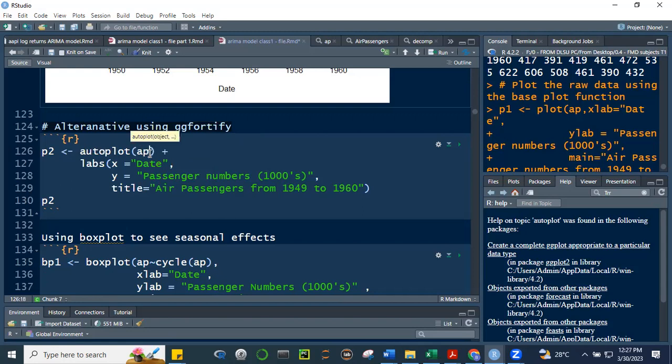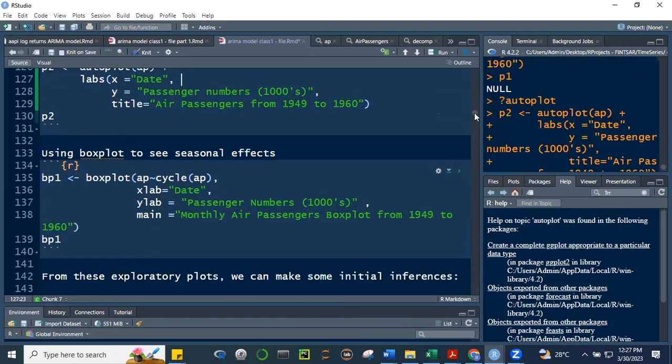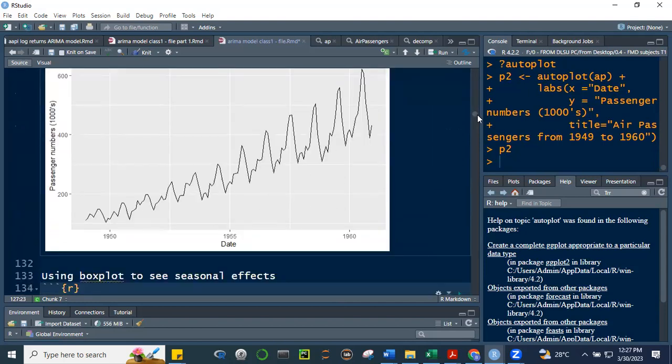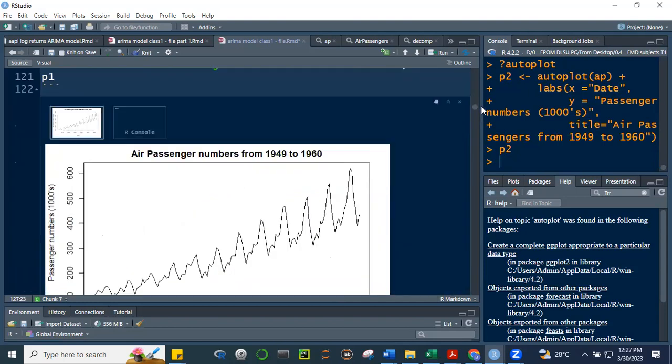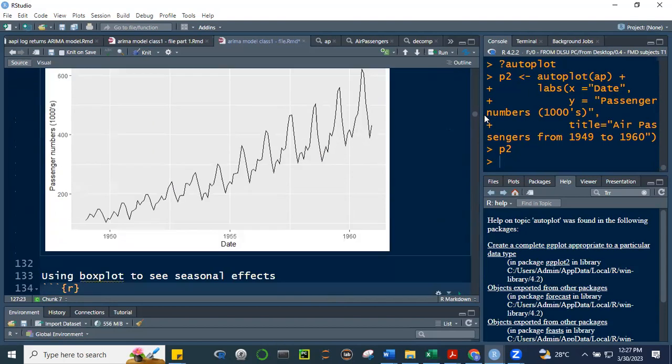the object AP. All right, then label natin X is equal to date, Y is equal to passengers, thousands, and then title A passengers, and then print. So this will give us the same plot, the autoplot function there. Okay, exactly the same as our first plot.